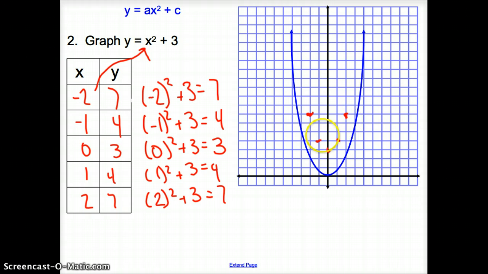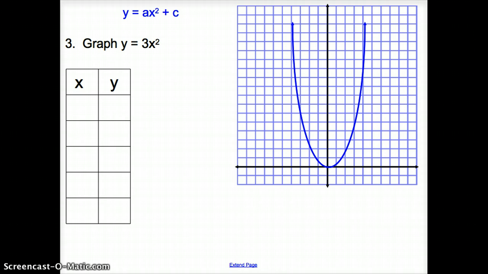Now, I have 5 dots. I have something that might resemble a U, so let's go ahead and connect the dots as pretty as we can. And we have something that looks like this. Yours is going to look a little bit better than mine. I never passed art class.